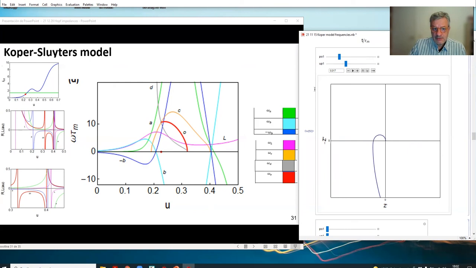And now we are close to 0.32. And here the resistance will become negative, the DC resistance. So this happened now. Now the DC resistance is negative.